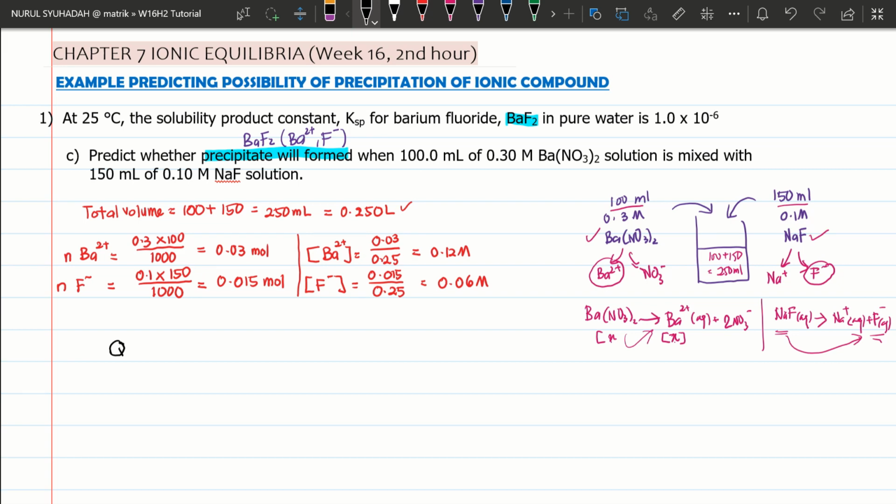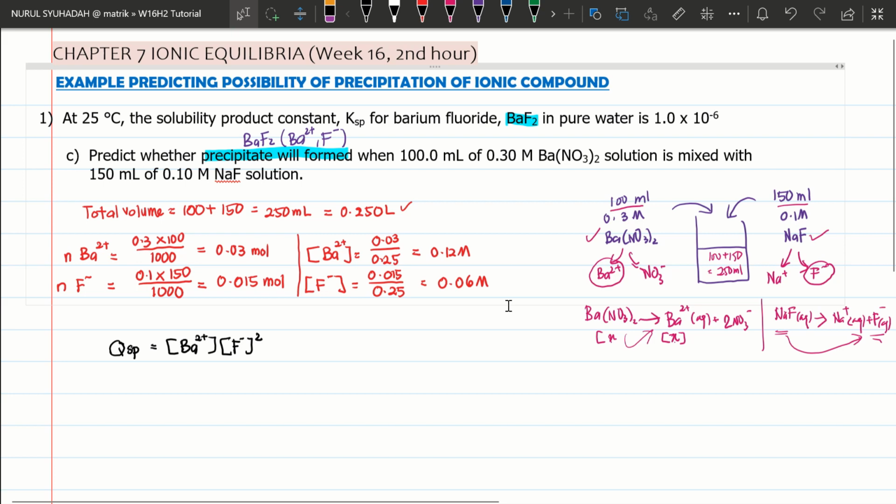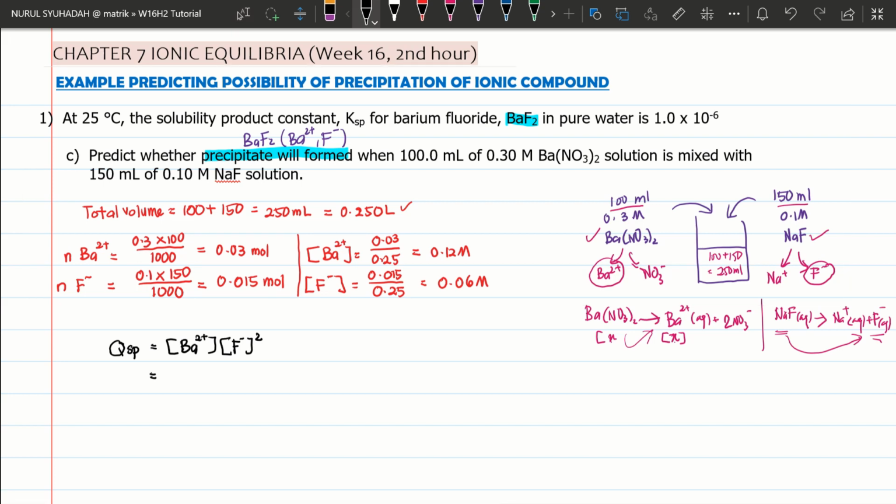So Qsp, you must write Q and sp, is equal to the concentration of Ba2+ times F- to the power of 2. This is the same, based on the balanced equation we made in the first two questions. Okay, so substitute the values we have. So Ba2+ was 0.12, F- is 0.06 to the power of 2. So we will get the value of Qsp as 4.32 times 10 to the negative 4.